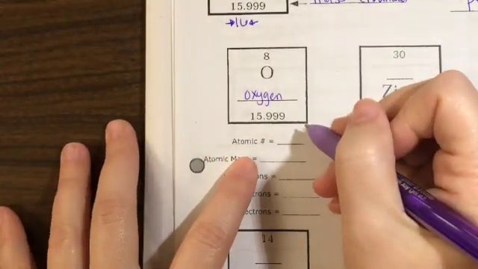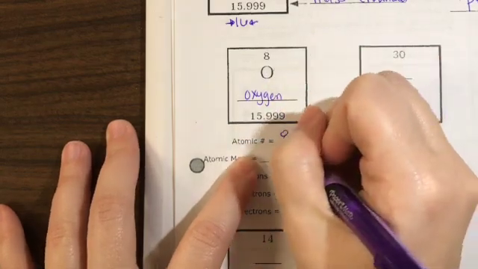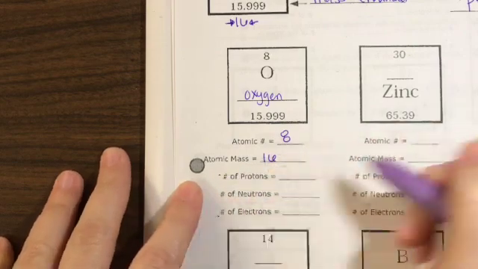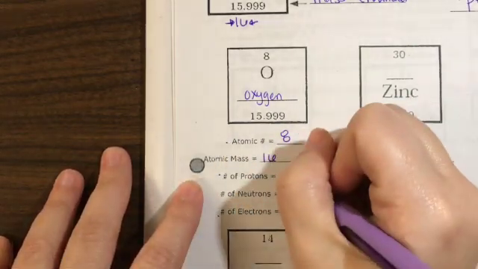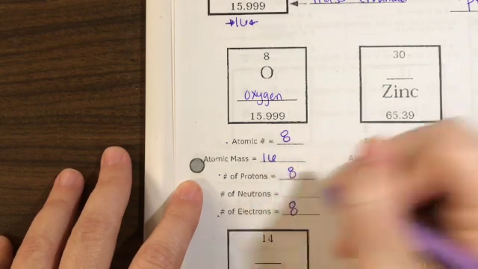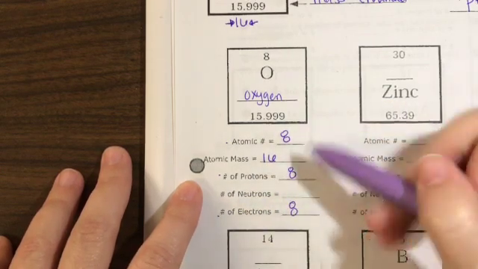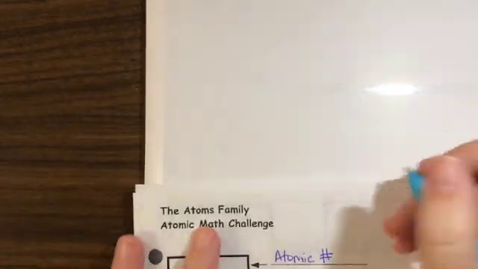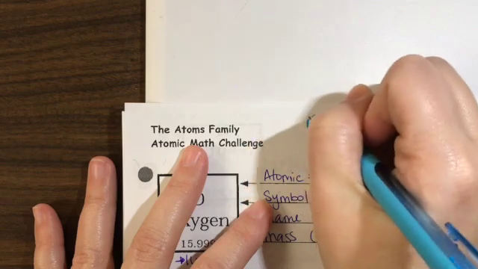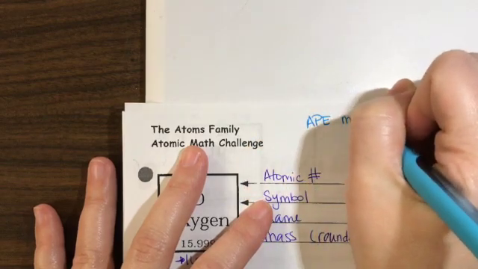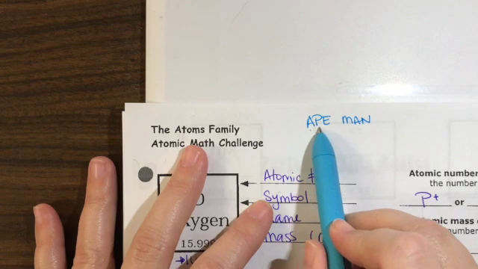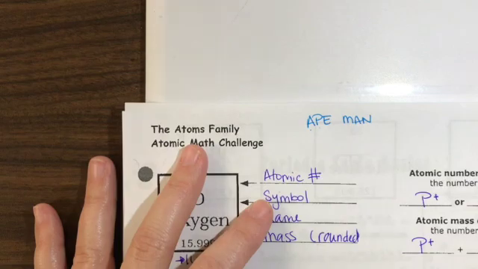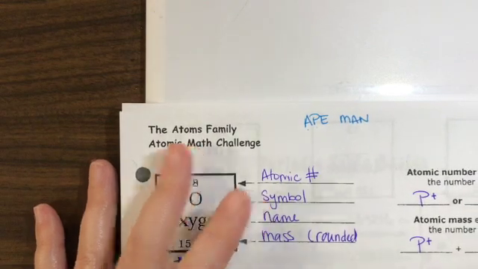So for oxygen, using the square, atomic number is 8, atomic mass is 16 because we round. Protons and electrons are all going to be the same. So 8 protons, 8 electrons, 16 minus 8 gives me 8. A way that Miss Hubbard was teaching her kids is 8 man. So atomic number, protons, electrons are all the same, and then mass minus atomic number gives you the neutrons. So it's just another way to look at that.